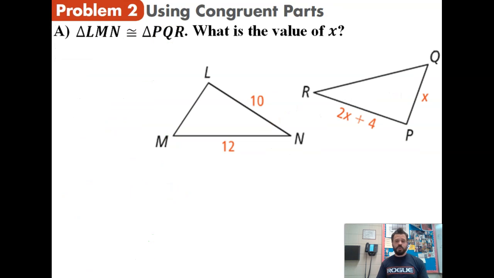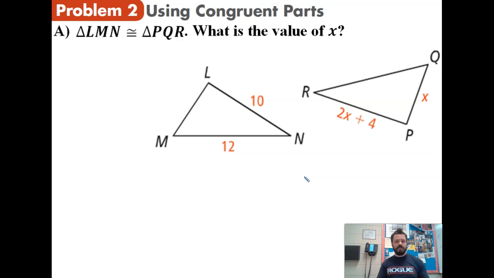All right, so in problem 2, let's put this idea of congruence to work and actually do some solving with it. Part A says triangle LMN is congruent to triangle PQR. Once again, this simple statement tells us that all the corresponding angles and sides of these two triangles are congruent. We want to know what is the value of x. Now it looks like there are algebraic expressions for most of the sides of these triangles.